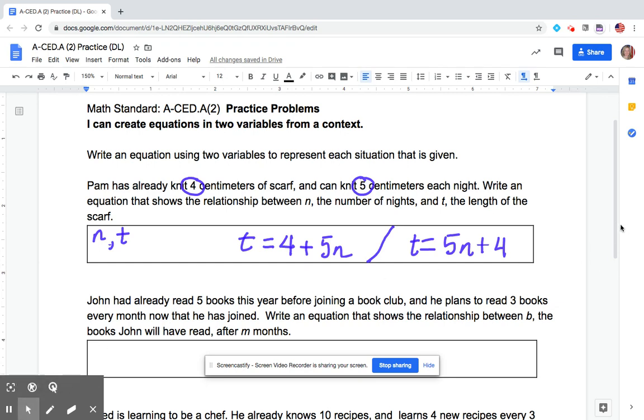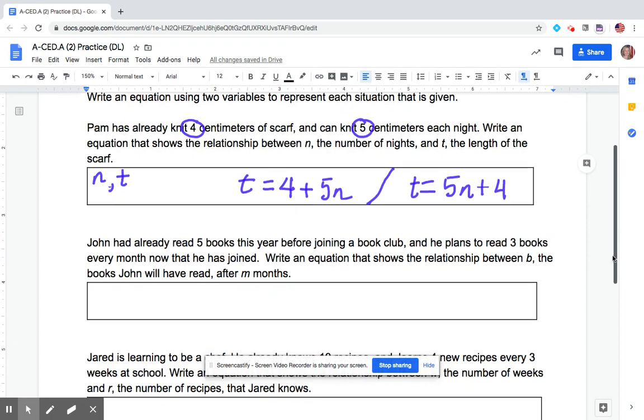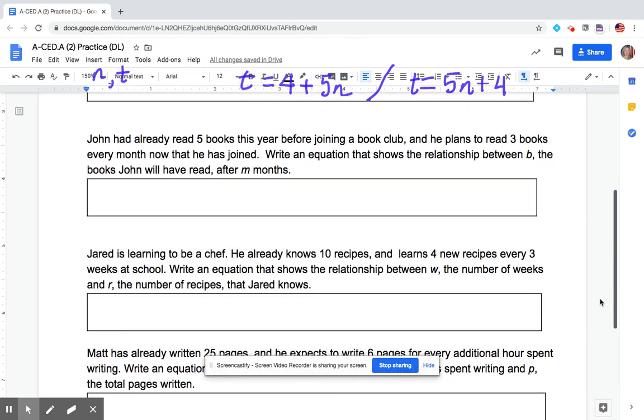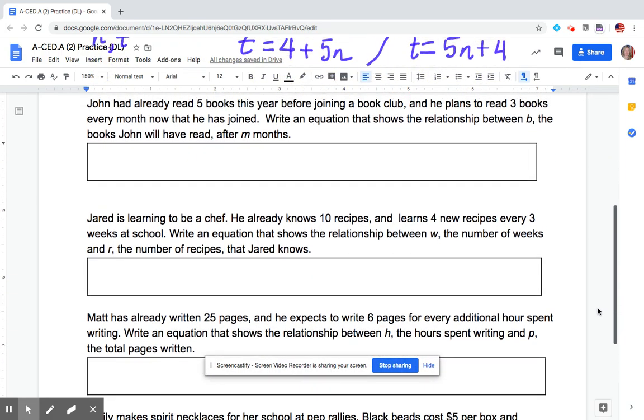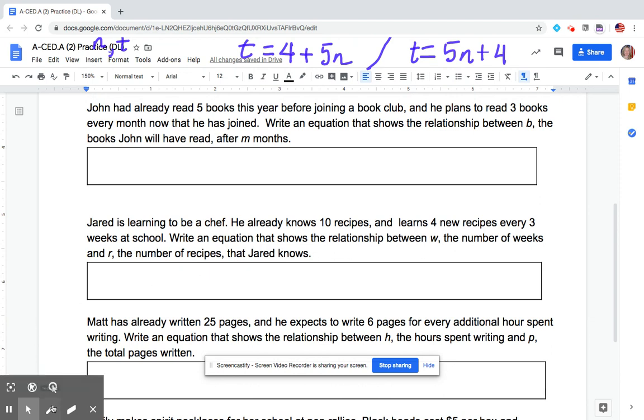Next example, John had already read 5 books this year before joining a book club, and he plans to read 3 books every month now that he has joined. Write an equation that shows the relationship between B, the books John will have read after M months. So what we're keeping track of is the number of books that he's reading, and that's B. And so our equation is going to start off with B.